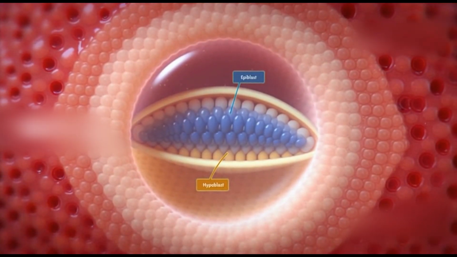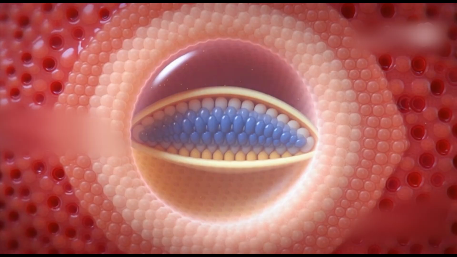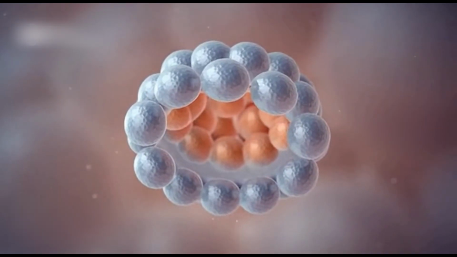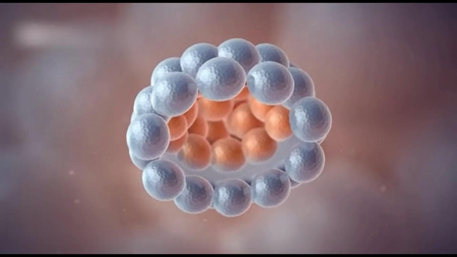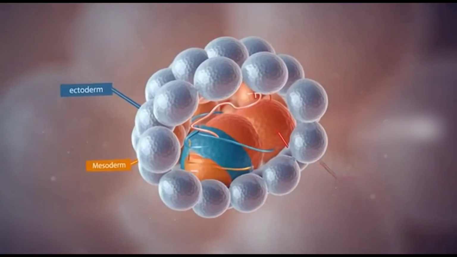A sheet of columnar cells, the epiblast, forms on the side closest to the amniotic cavity. Beneath it, a layer of cuboidal cells, the hypoblast, spreads toward the yolk sac. As the embryo organizes, cells begin to migrate and sort themselves into three primary germ layers.